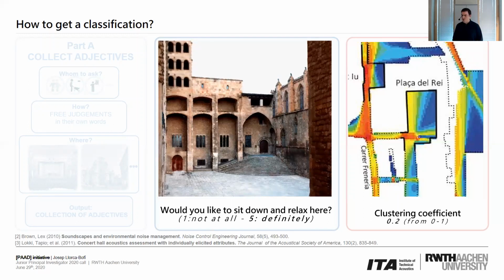For example, a clustering coefficient of this square, which you see in the middle, Plaza del Rey. And this clustering coefficient, for example, is telling us how connected is one point of this grid of the urban network to the other points of the same grid. And we see that this area, which corresponds to the upper right corner of this Plaza del Rey, is a low connected point to the other points of the grid. And there we can see that there is an inverse correlation between the aim to be there and the relaxedness aspect of this space.